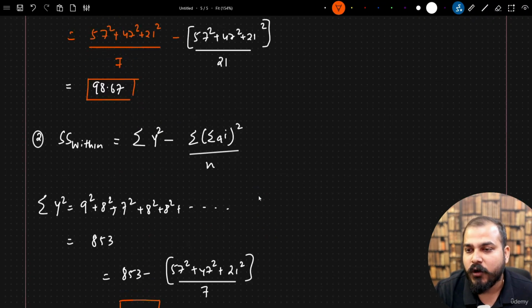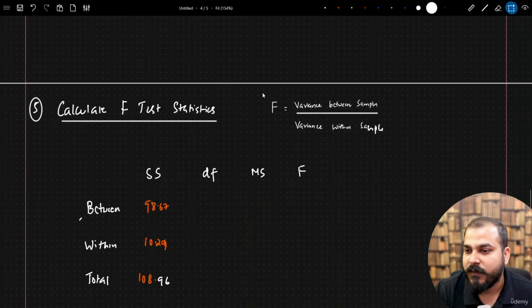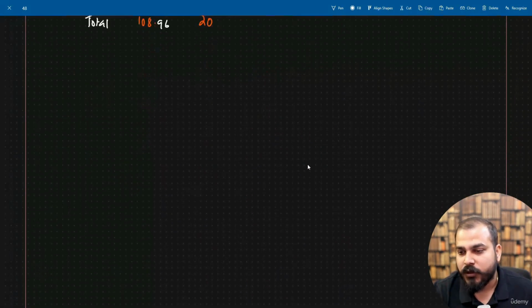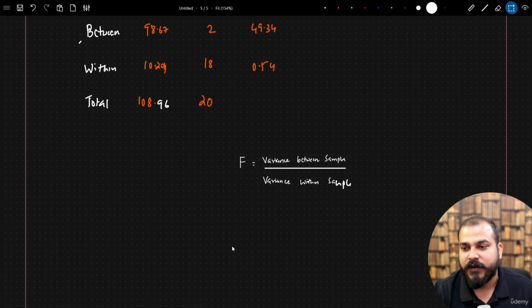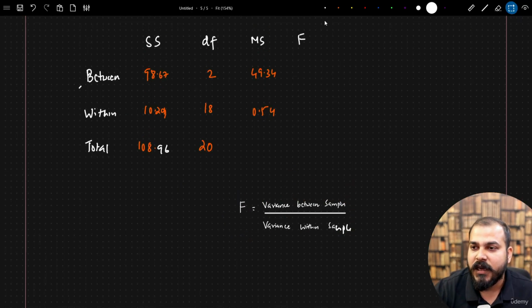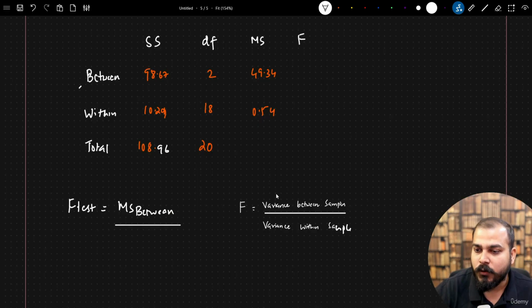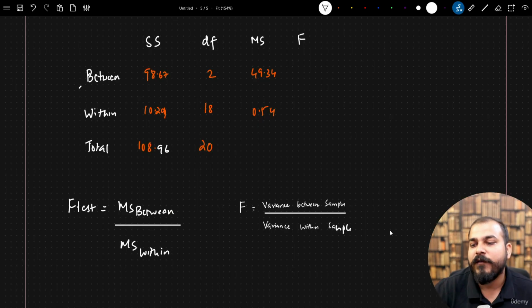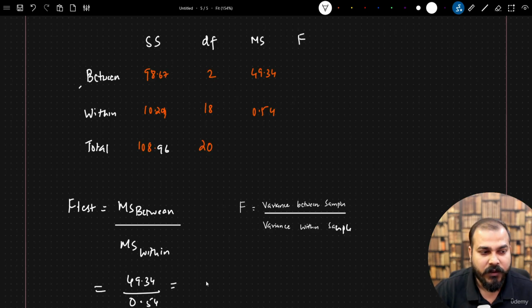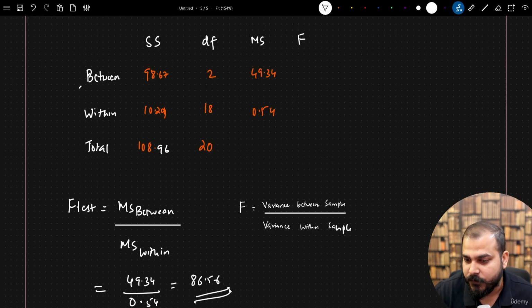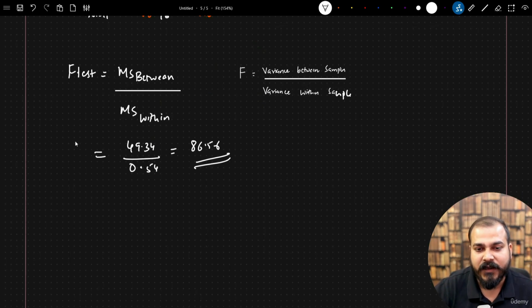And finally, if I talk about this value, the F test. The F test is the variance between the samples over the variance within. In this case, with respect to the F test, we just take MS between, which is equivalent to the variance between the samples, and MS within, which is equivalent to the variance within samples. So when you divide 49.34 by 0.54, here you're going to get 86.56. So finally, this is my F test value.